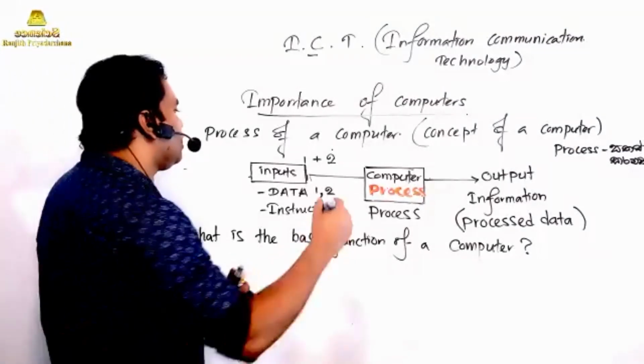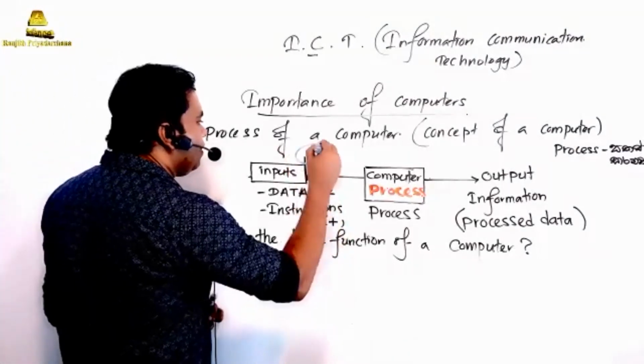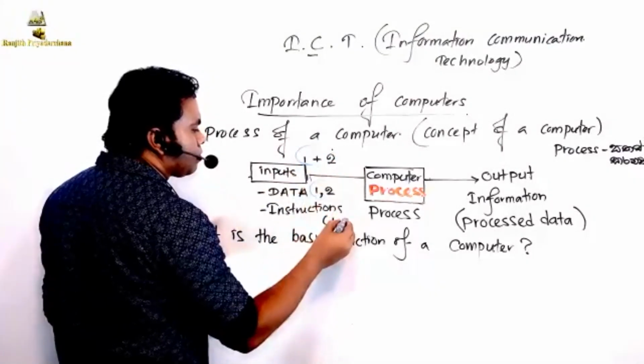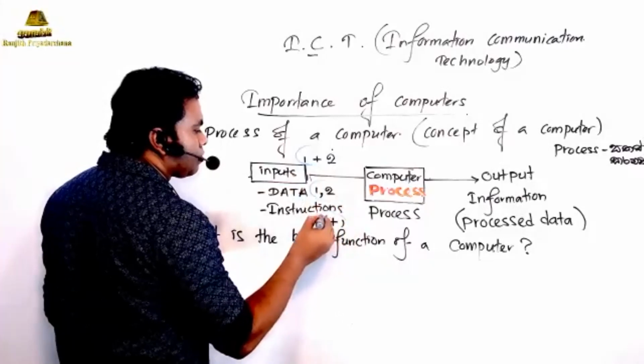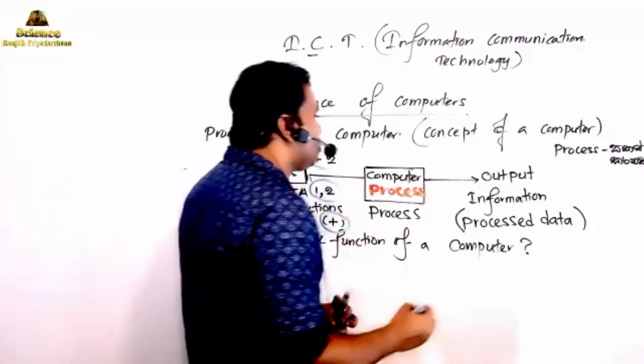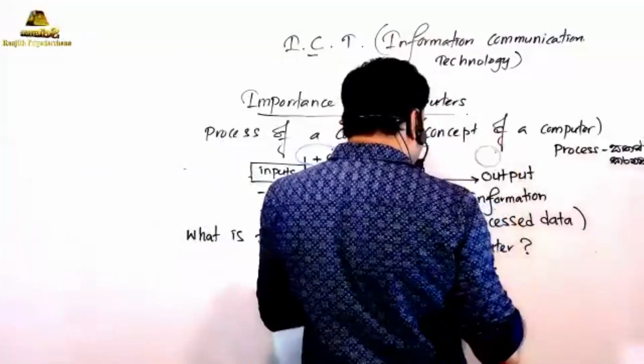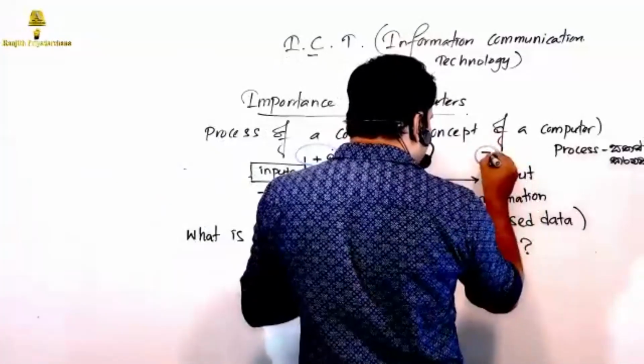These are our examples, okay? And output becomes what? 3.